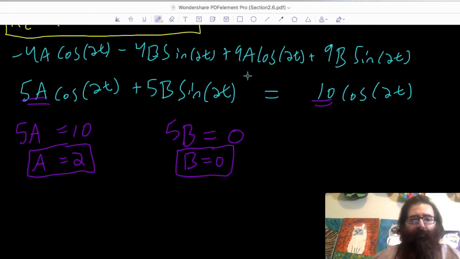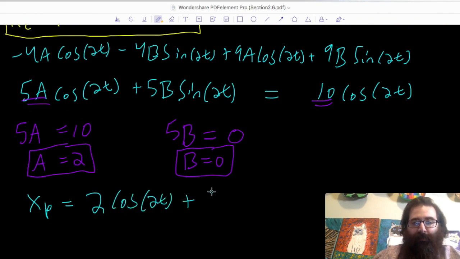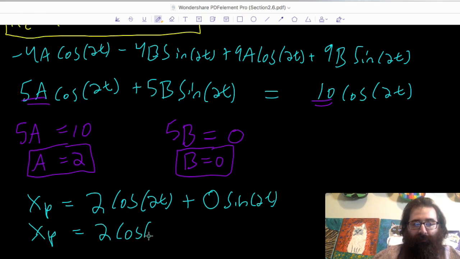So x sub p, that's a cosine 2t, so 2 cosine 2t, and then plus b, which is 0, sine of 2t, just gives us the particular solution, 2 cosine 2t.